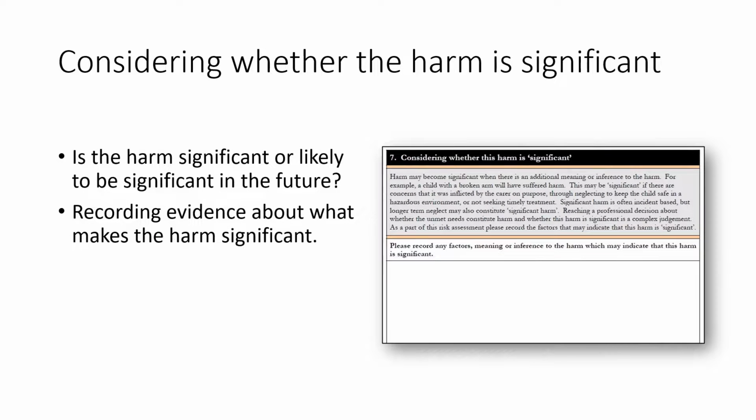Section 7 is when we look at the assessed harm and the predicted future harm and ask ourselves whether this is significant now or likely to become more significant in the future. This section brings together evidence about the situation that may indicate that the harm is significant.